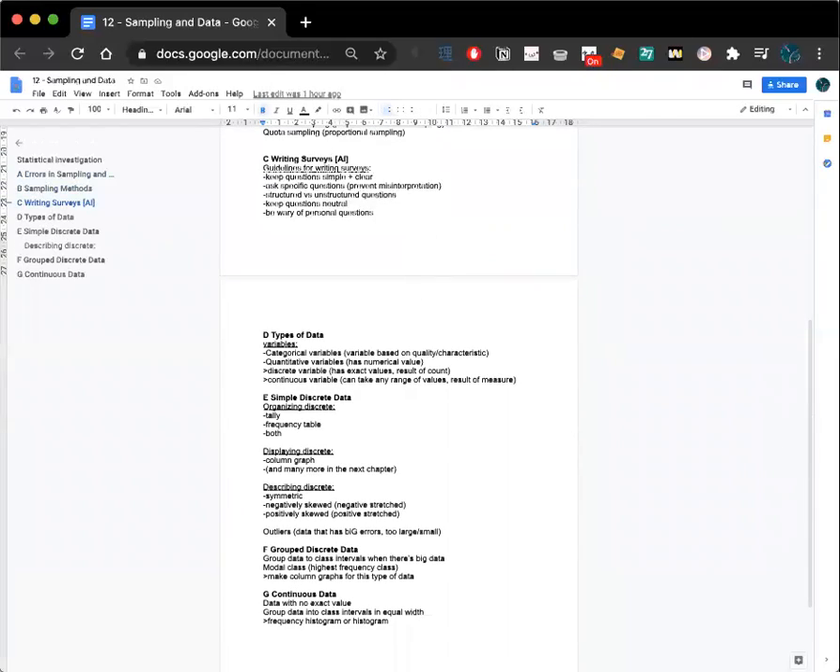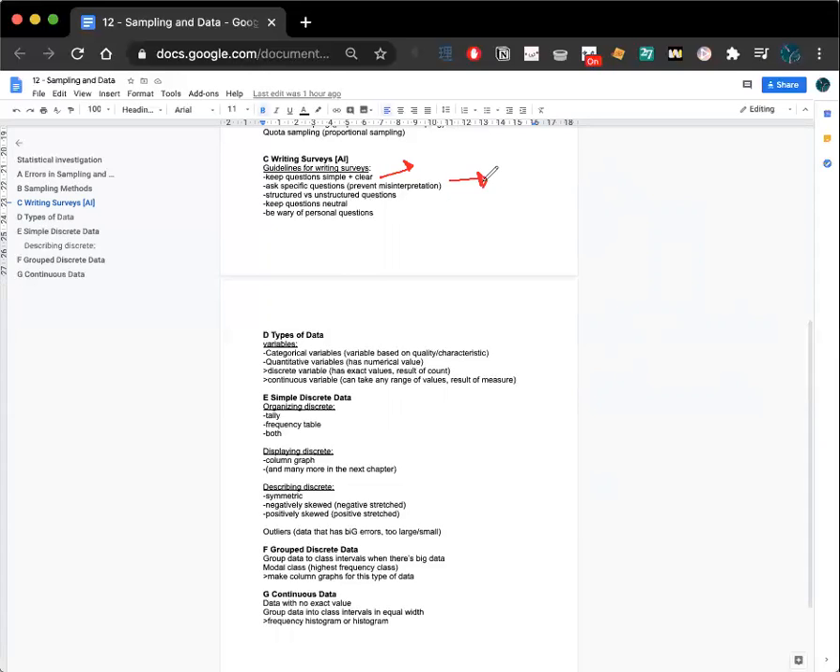Okay, so next up we have writing surveys. So there are certain guidelines when it comes to writing surveys. And I think this is more specific to AI in reasoning with the interpretation of how to write surveys. So some of the guidelines for writing surveys are as follows. The first would be to keep the questions simple and clear. And then the next would be to ask specific questions.